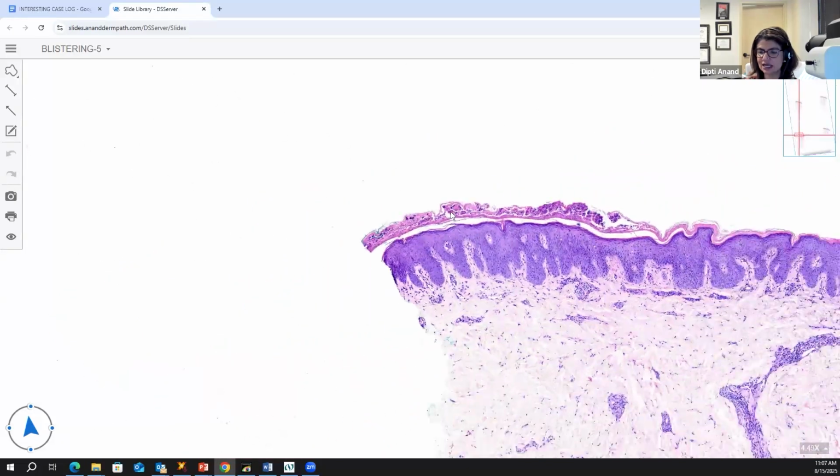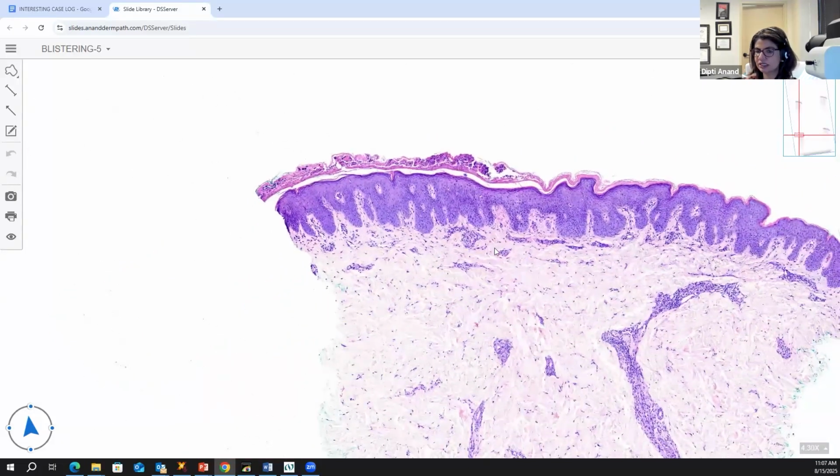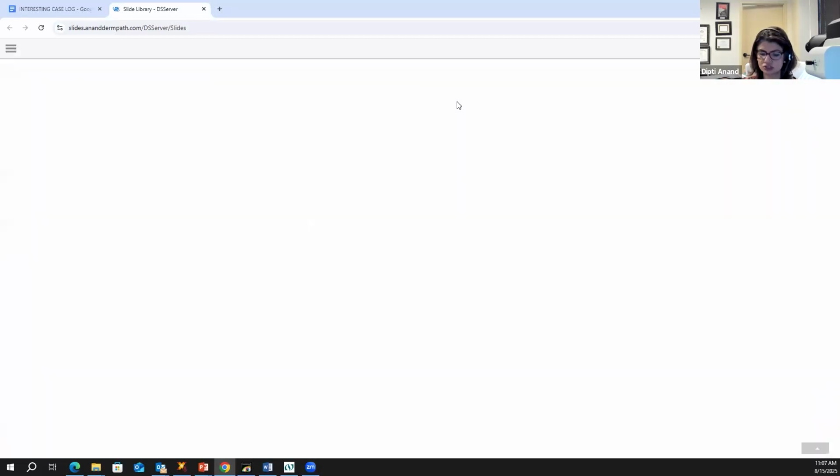And notice that in classic impetigo, there is not much happening in the dermis, and even the background epidermis is not very spongiotic. It doesn't show any significant change, and generally there is just a superficial perivascular infiltrate. Okay, so let's go to the next one.